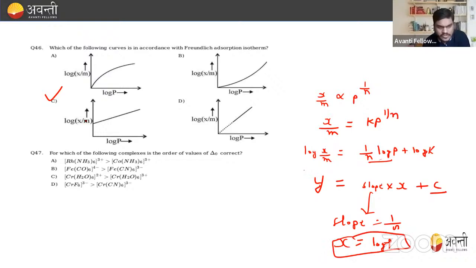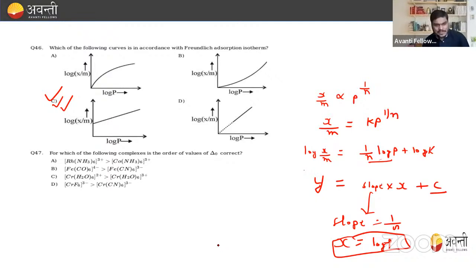So out of these four, which option is correct? That is C. This is a graph question: which of the following curves is correct? C: log x by m is equal to log p into the slope plus log k, which acts as an intercept. So there is always an intercept. Apart from this correct answer, you can observe the other three options, in which no intercept is given. So these are not correct. The correct answer is only the third option.